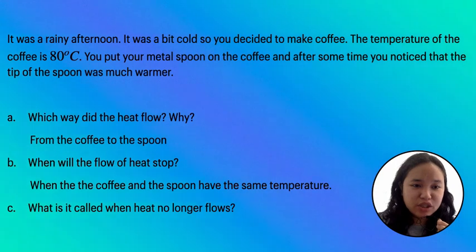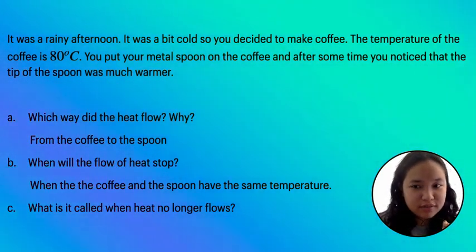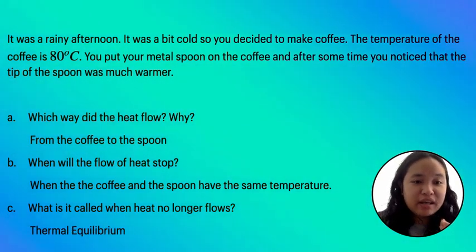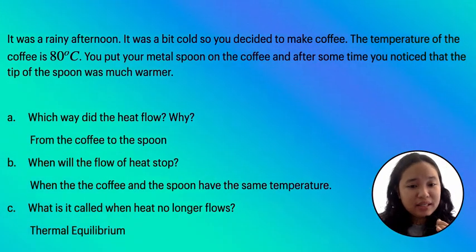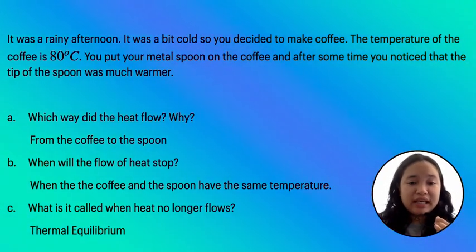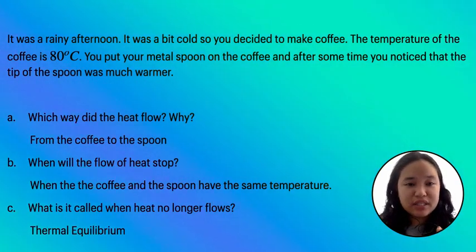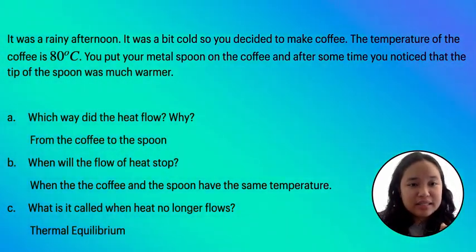So last question. What is it called when heat no longer flows? So unsa may tawag ana? Okay, so the answer would be that it is called thermal equilibrium. So when the temperature balances out, heat stops flowing, then the system, in this case the coffee and the spoon, is said to be in thermal equilibrium.